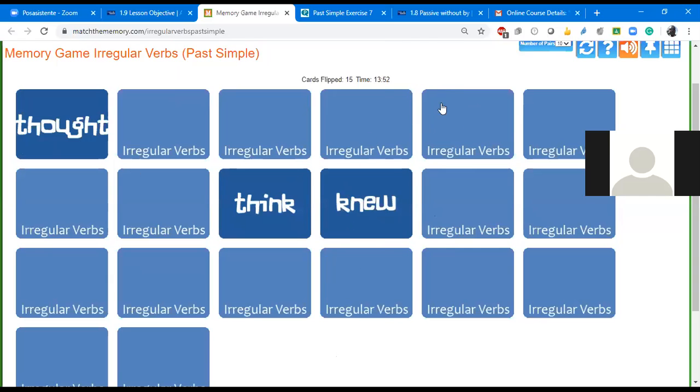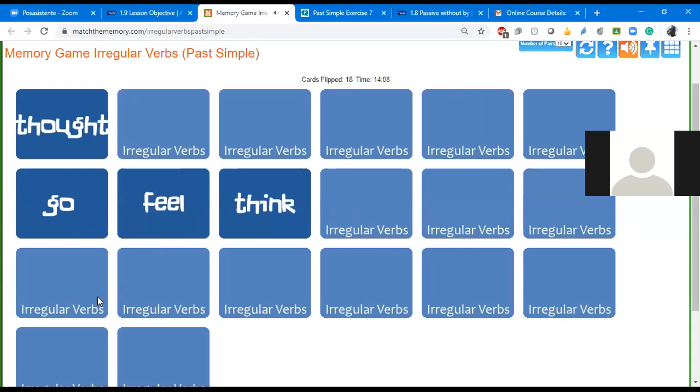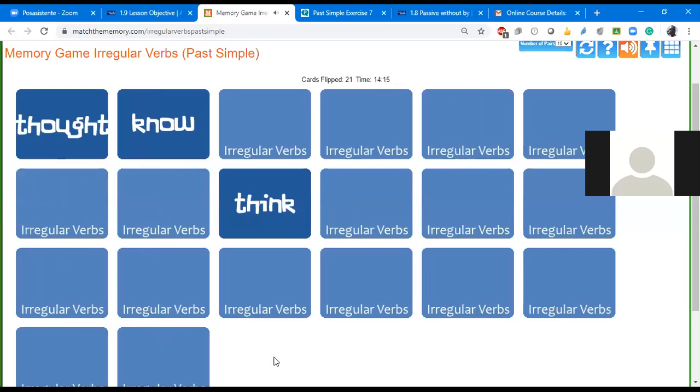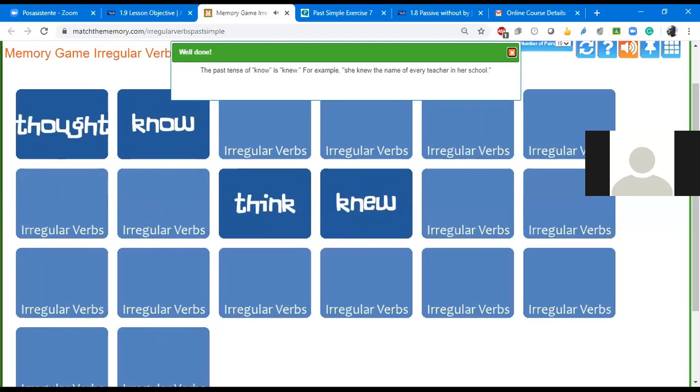It must be around here. Tell me. The first, the second, the third, the fourth, the fifth, or the sixth? The fifth. That's it. Yeah. Let's do the second. Feel. The second. Yes. Okay. Next to think. Yeah. Very good. Excellent.